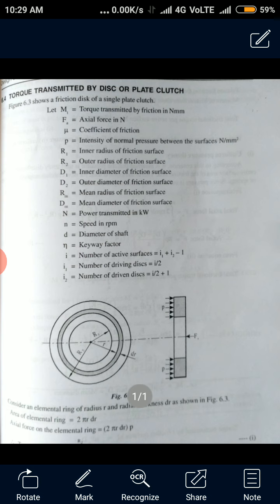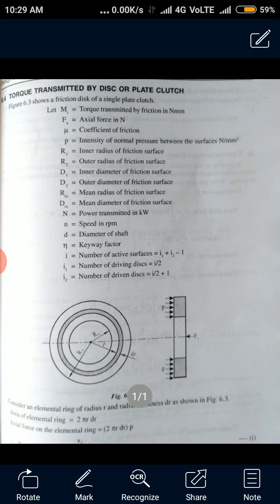The design of a clutch plate is based on two theories. One is the uniform pressure theory and the second is the uniform wear theory. In the uniform pressure theory, you assume the pressure is constant or uniform throughout the clutch plate. In the uniform wear theory, you assume the rate of wear is the same throughout the clutch plate. So there are two theories based on which the clutch plate is designed.